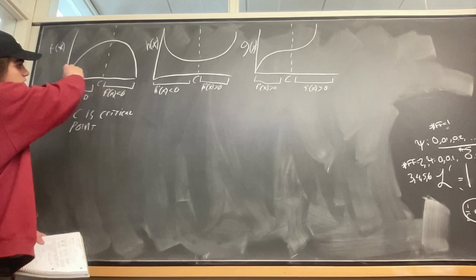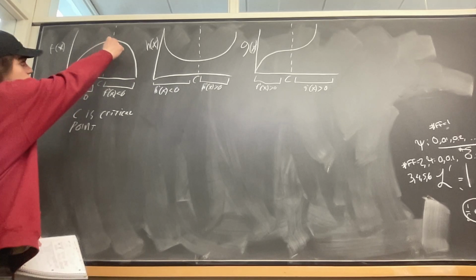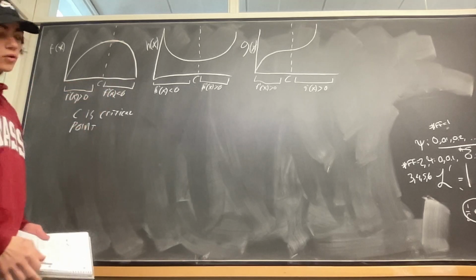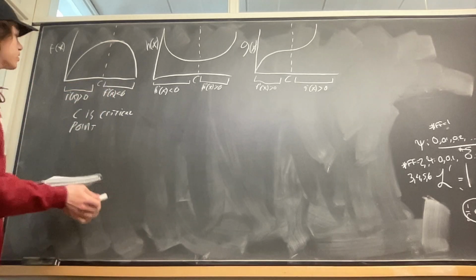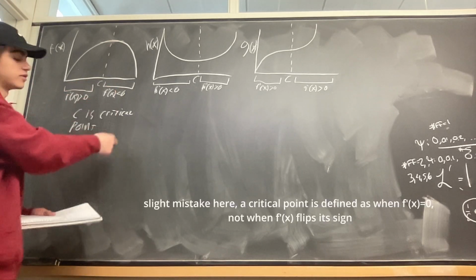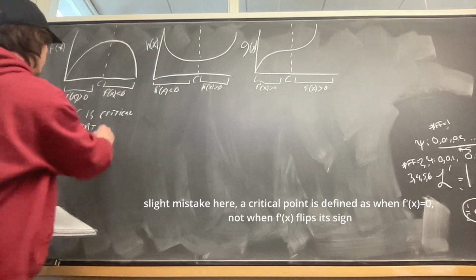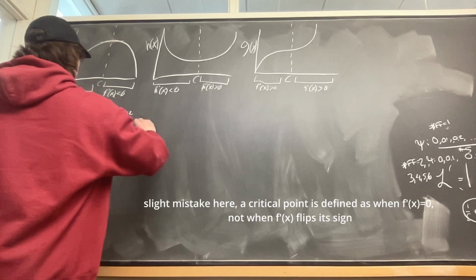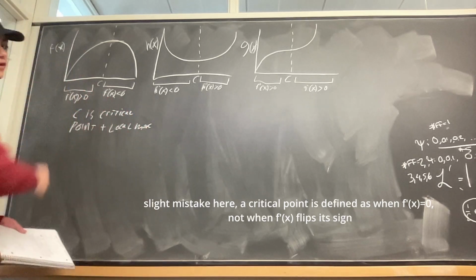The graph is increasing, and on this side, the graph is decreasing, meaning that up here we have a local maximum. Because there's the switch from increasing to decreasing, that means that there's a critical point. Critical point, and I'll write plus local max. So that's just for f of x.